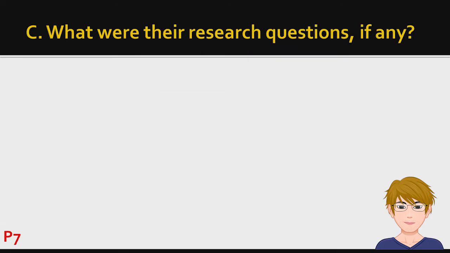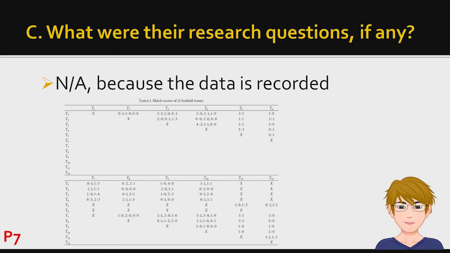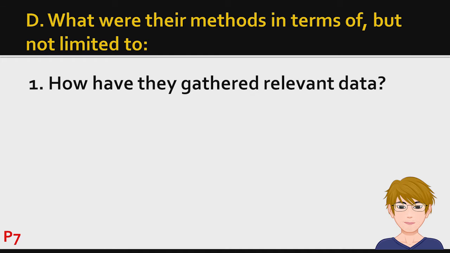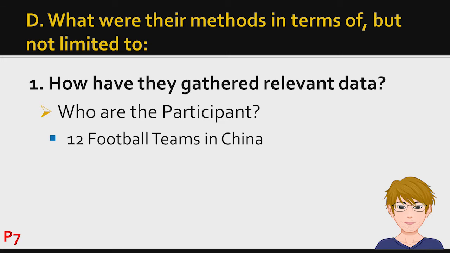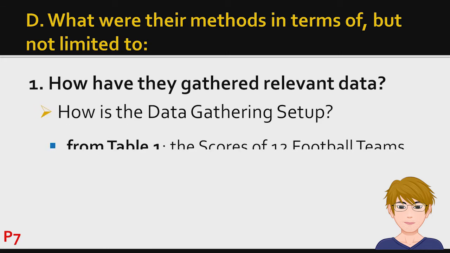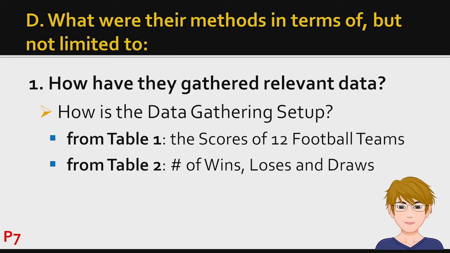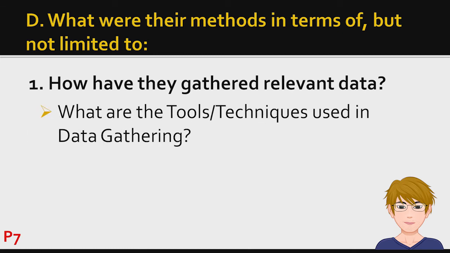So letter C, what were the research question, if any? So not applicable because the data is recorded through the scores. So what were their methods in terms of, but not limited to? Number 1, how have they gathered relevant data? Who are their participants? The 12 football teams in China. So next is how is the data gathering set up? So from table 1, the scores of 12 football teams. Number 2, from table number 2, the number of wins, losses, and draws. And lastly, from table number 3, the number of goals against, and their difference. And what are the tools or techniques used in the data gathering? Not applicable, it's already recorded.